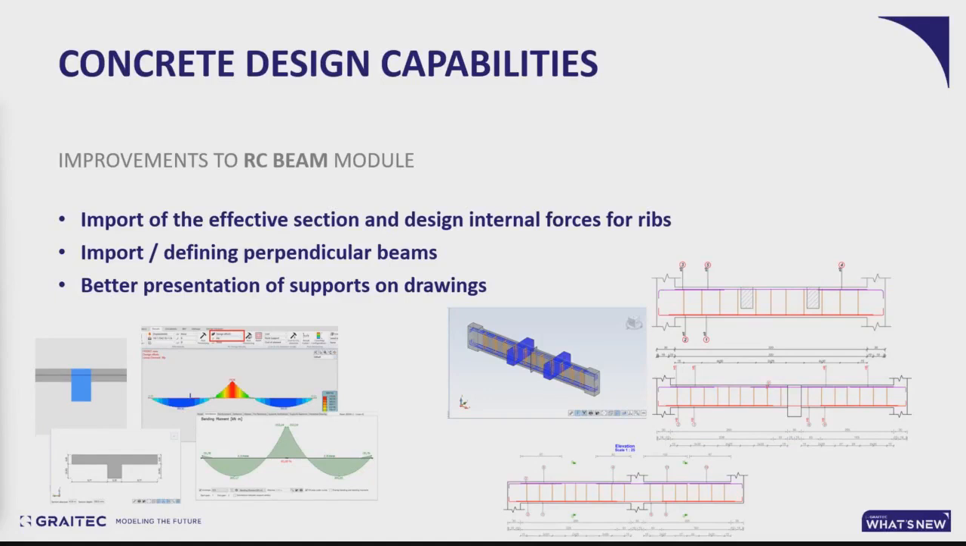The second point, now we can define or import from the Advanced Design model beams that are perpendicular to the considered beam. Depending on the size and the function, such beams can play a role of supports or just be secondary beams. And finally, we have better drawings, because not only do we see those perpendicular beams, but also the real position of columns. So if they are located only below or also above the beam.